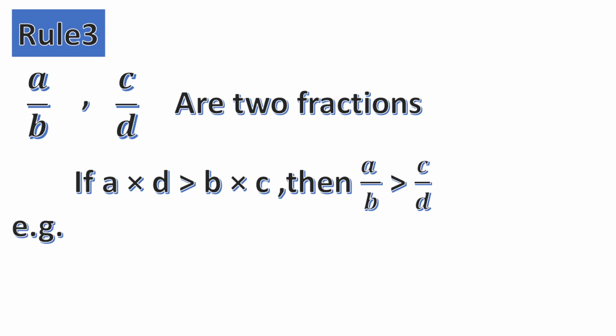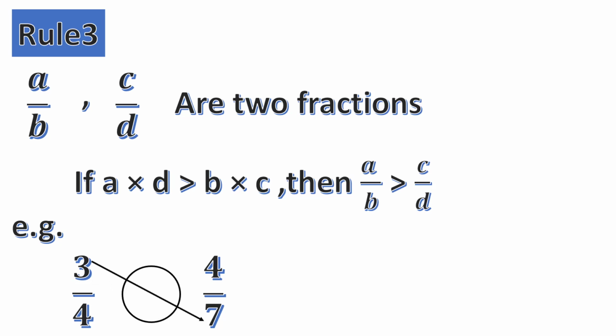For example, if we have 3 over 4 and 4 over 7, how can we compare between them? We have not the same numerator, we have not the same denominators. Just we multiply here. Multiply 3 by 7 equals 21 and 4 times 4 equals 16. So what is the relation between 21 and 16? 21 is greater than 16, so we write greater than between the two fractions. So 3 over 4 is greater than 4 over 7.